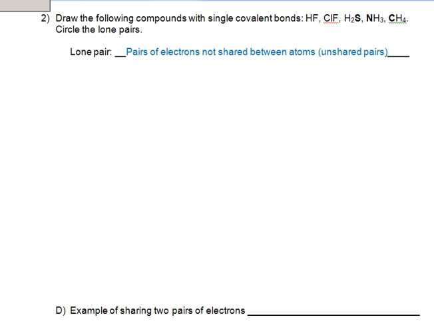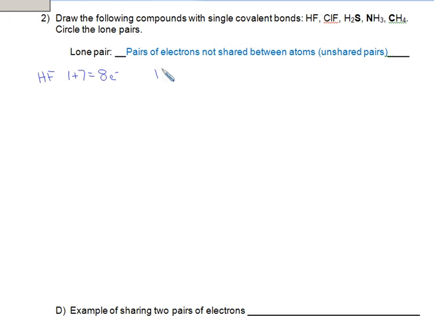Let's first take a look at HF, hydrofluoric acid. And our first step is we're going to count how many total electrons we should have. And we're going to do this based on the valence electrons. So we're going to have 1 from hydrogen plus 7 valence electrons from fluorine. So our final dot structure needs to have a total of 8 electrons.